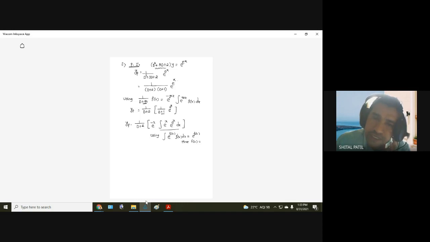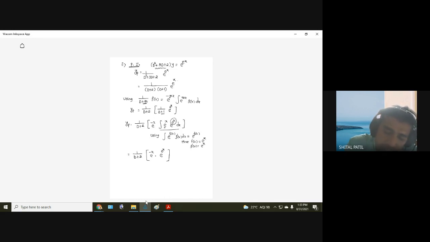We cannot integrate e raised to x directly. So the whole power of e, that is considered as f of x. Then what is f dash of x? e raised to x itself, and that is here. So what is the value of the integral? 1 upon D plus 2 as it is, e raised to minus x outside the integral as it is. Value of integral is e raised to f of x, so e raised to x. Clear? Now you might have understood why we operated D plus 1.